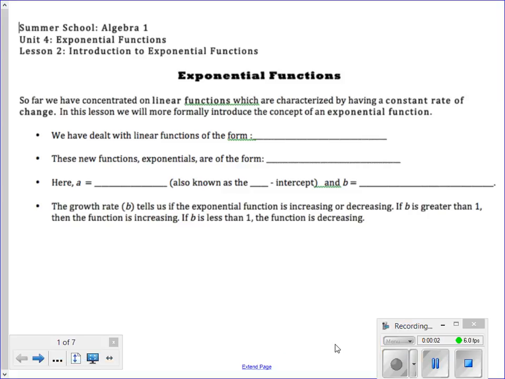This is the Algebra 1 lesson video for Unit 4, Lesson 2, Introduction to Exponential Functions. All right, we've been focusing this unit so far on just exponent rules and their properties. Today we're going to put them together with functions.